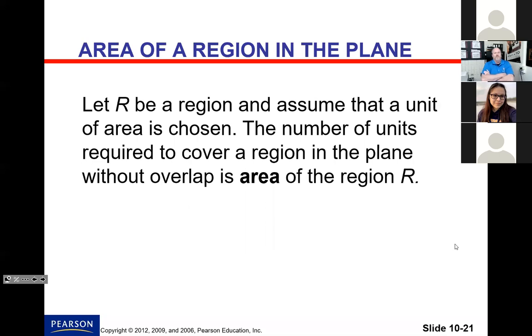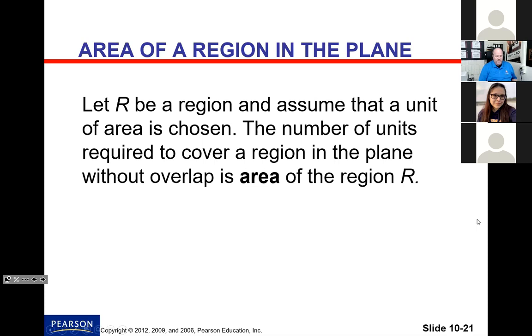So let R be the region and assume that a unit of area is chosen. So what we're talking about here is units of area. Could be in inches, could be in feet, could be in meters, could be in centimeters. Who cares? So you're trying to cover, and you think about this with area, you're trying to cover the whole thing without any overlap. That's our basic definition of area, right?